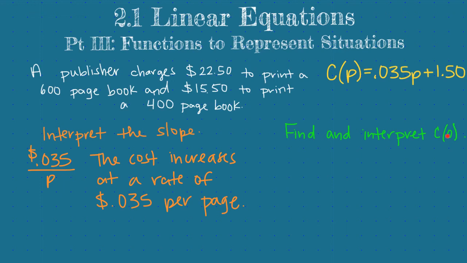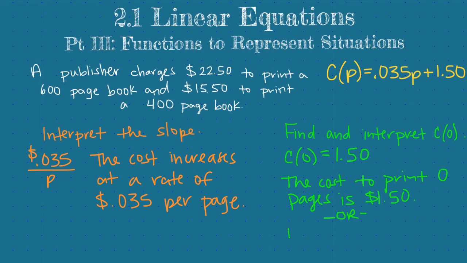All right, the next thing we want to find and interpret is C of 0. So C of 0, that's just another way of saying what's the y-intercept, right? Because our input, or c-intercept, I guess, because the input is 0. If our p-value is 0, then that is giving us the c-intercept. So C of 0 is just $1.50. And that tells us that the cost to print 0 pages is $1.50. You could also say the initial cost is $1.50.